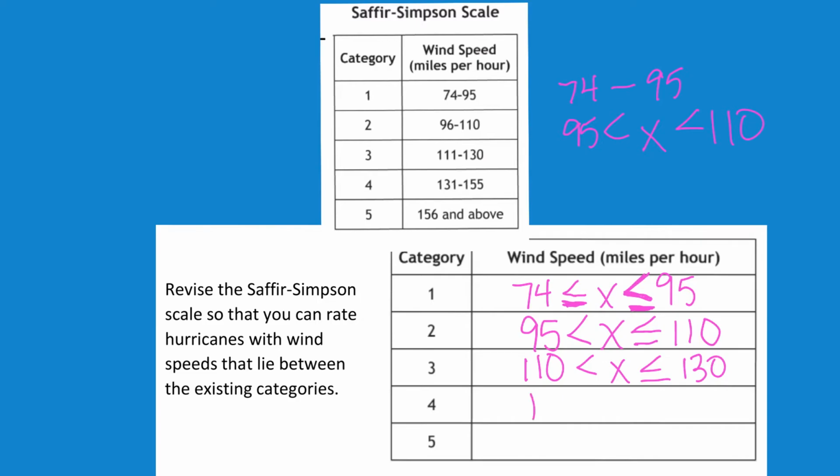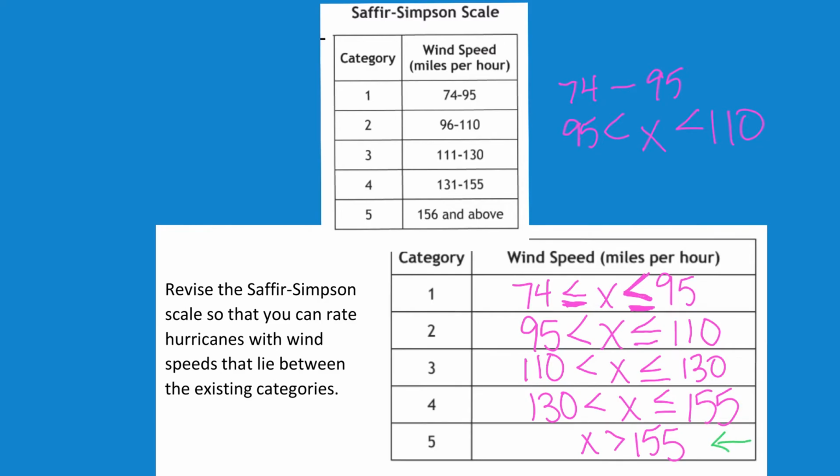Okay, and then 130, just the less than symbol, x, and then you can put less than or equal to on the other side of that, 155. And then last but not least, it's 156 and above. Now what we could do is say it's all the x values that are greater than 155, right? Because we want to be able to include 155.1, and that would fall in this category right here.